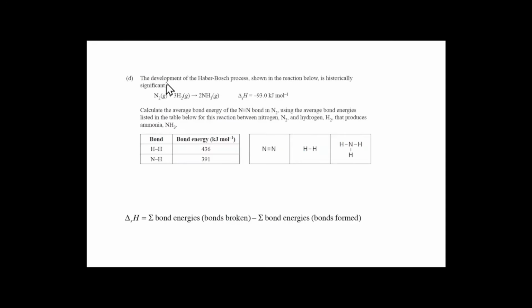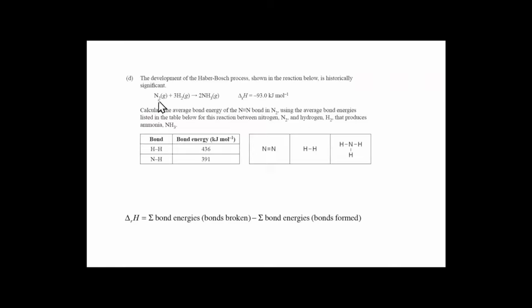So now we have the development of the Haber-Bosch process, shown in the reaction below, is historically significant. If you are preparing for the 2026 or 2027 exam, it really would behoove you to have a look at the Haber process in which ammonia is made. It comes up in several different topics. It's a really, really important reaction and a really, really important process, both for bonding and for equilibrium. So it really would behoove you to know how this one works.